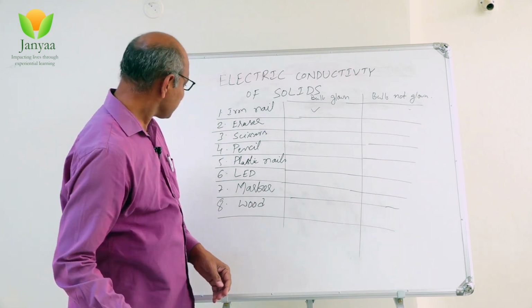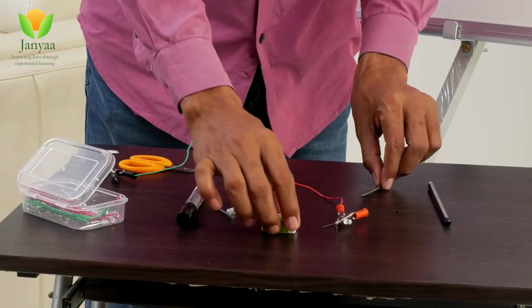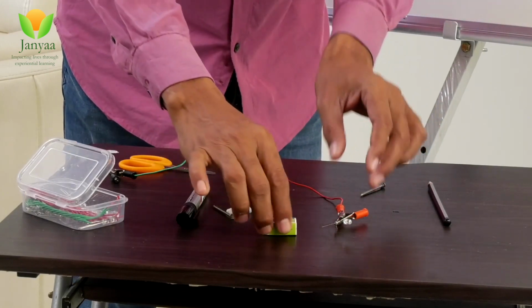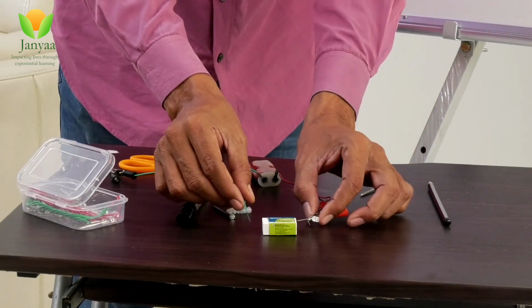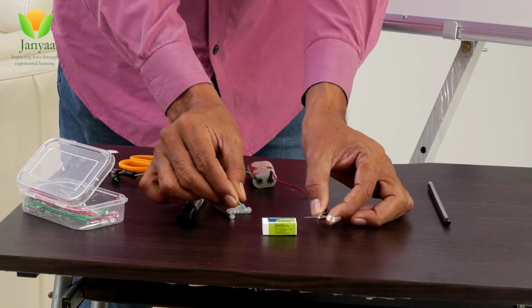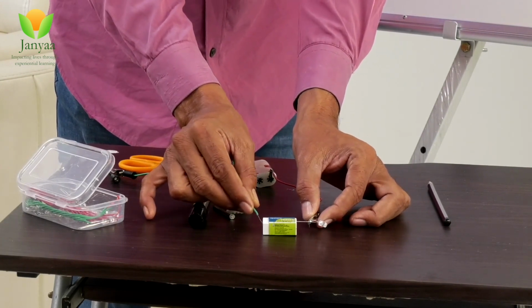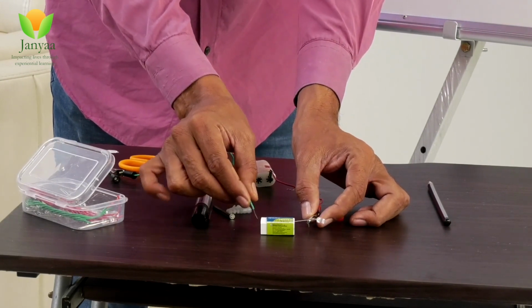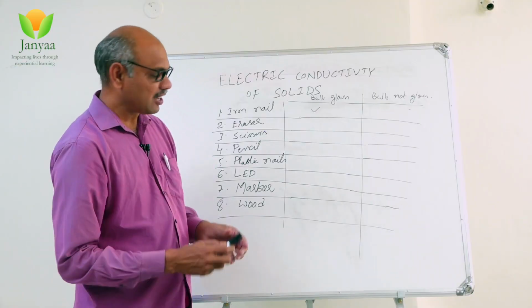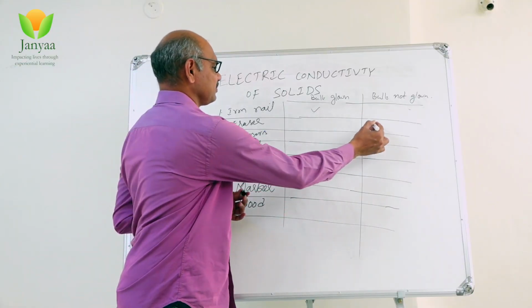Now I am using the eraser. You see? Now I am connecting. What will be the result? Can you guess? Yes, that's true. It is not allowing the current to pass through it.